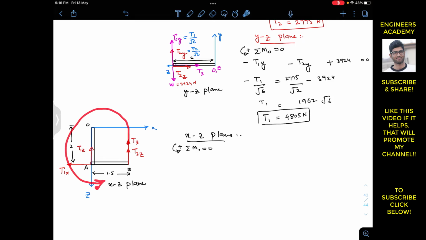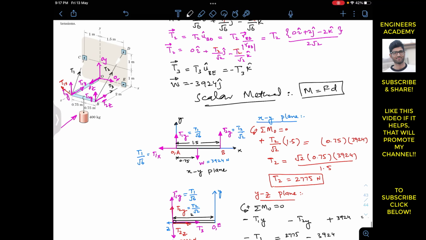So T3 is producing the counterclockwise moment. So I will write T3, and the perpendicular distance of T3 from that point O is this distance, which is 1.5. So I have to multiply this with 1.5. Similarly, this T2z is producing the counterclockwise moment, and its perpendicular distance from that point O is 1.5. So I will write plus T2z into 1.5. And similarly, this T1x is producing the clockwise moment about point O, and its perpendicular distance from that point O is this 2 meters distance. So I will write minus T1x into 2, this is equal to 0.